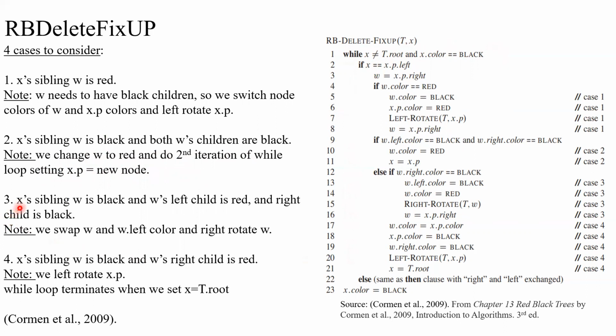In case 3, X's sibling W is black, W's left child is red, and its right child is black. In case 4, X's sibling W is black and W's right child is red. In case 3, we have to right rotate W and swap W and W.left's color. In case 4, we have to left rotate X.parent. The while loop terminates when we set X equal to T.root.